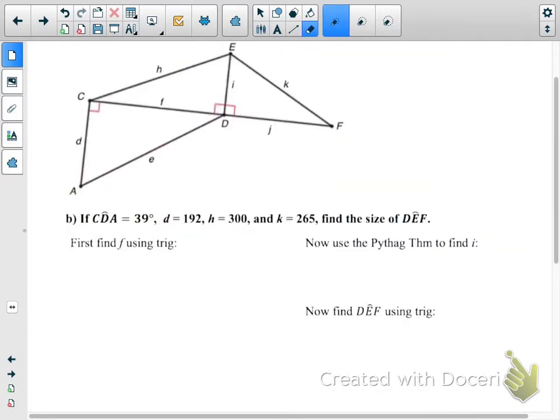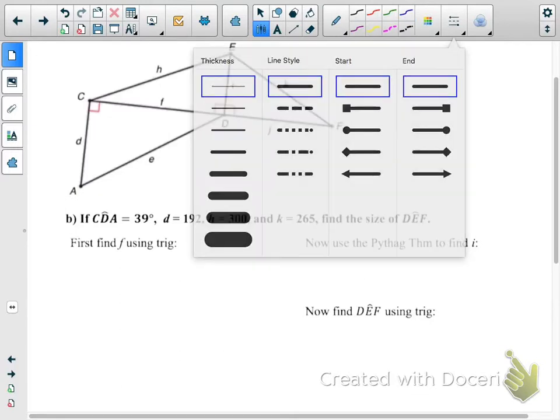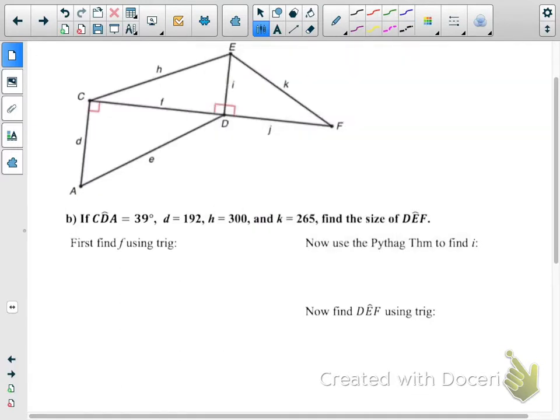All right, so I just put in another picture here so you can see it next to the actual problem. So CDA is 39. D is 192, H is 300, K is 265, and I want to find the size of DEF. So I'm looking for this angle right here.